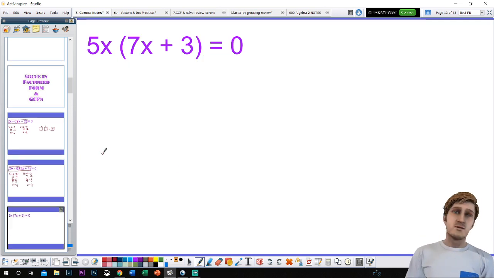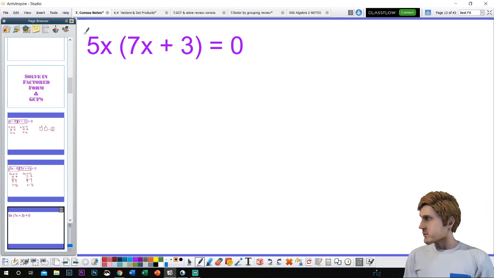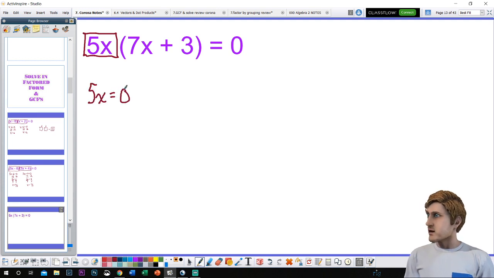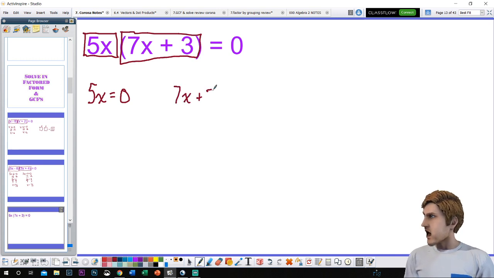Now we'll go to one that looks a little bit trickier. This one does not have a set of parentheses, but I'm still considering this its own separate box. So that 5x, I'm going to set that equal to 0. And then this set of parentheses, I'm going to set equal to 0 as well. And then just like before, we're going to solve. So those two are touching. I'm going to divide by 5. So I got x equals 0.